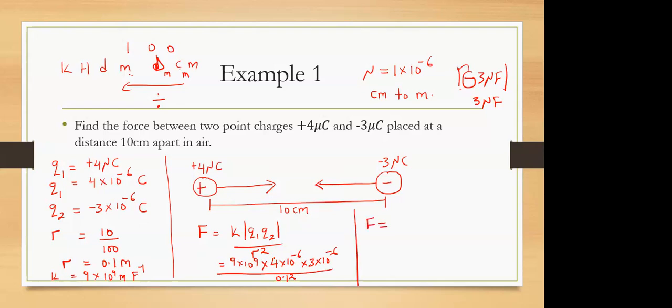So we shall have our force equal to, can we first carry out the multiplication in the numerator? Can we place it in our calculator and find out what we have? The numerator. We have an answer. It's 1.08 times 10 power negative 1. Okay, good. Divide by 0.1, but everything squared. Can we continue and find out what is going to be our force?